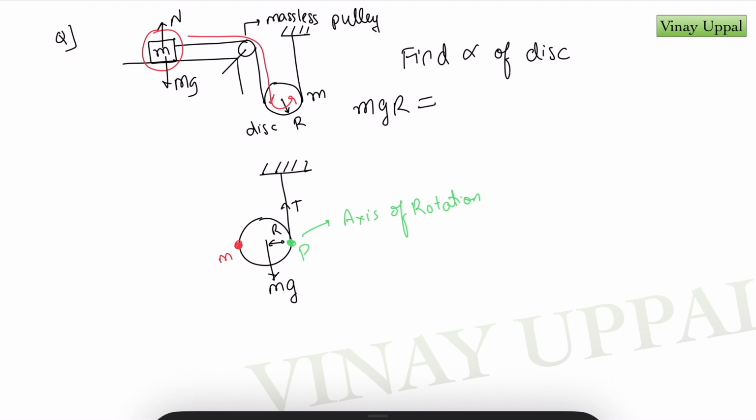So for the disc, I'm going to be using the parallel axis theorem. About the center, mr squared by 2 is the moment of inertia for the disc, plus md squared, where d is the distance between the center of mass and point P. So that will be the radius itself. That will be mr squared.